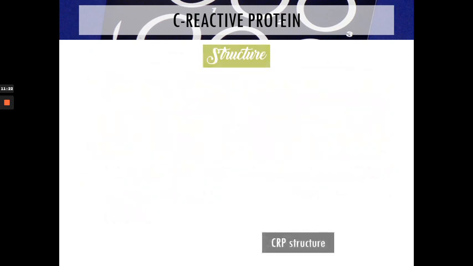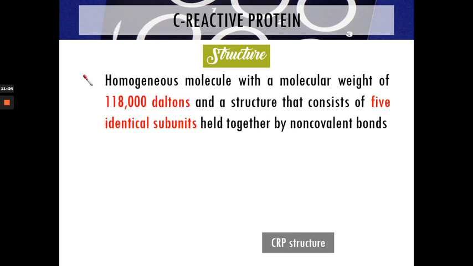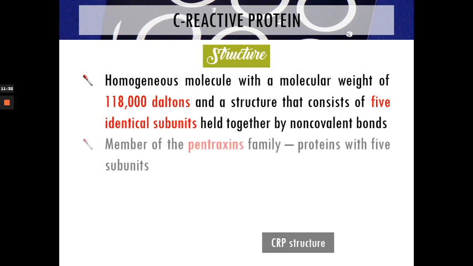Now we go to your CRP structure. Your CRP structure is about 118,000 Daltons, and it consists of five identical subunits held together by non-covalent bonds. So meaning it's a member of the pentraxins. By the name itself, pentra, so five proteins with five subunits. That's the meaning of pentraxins.